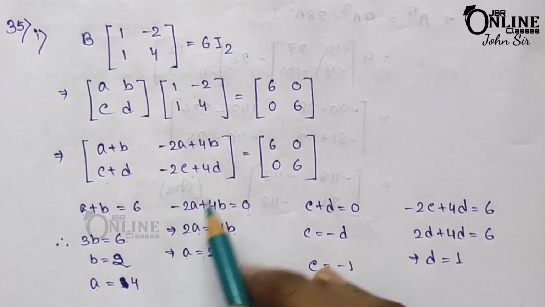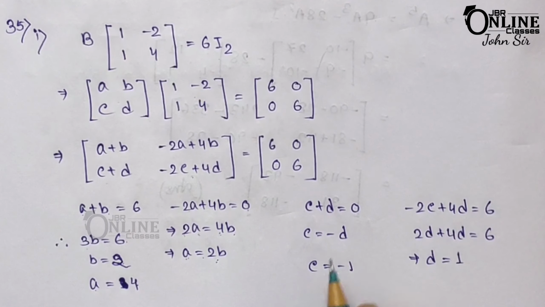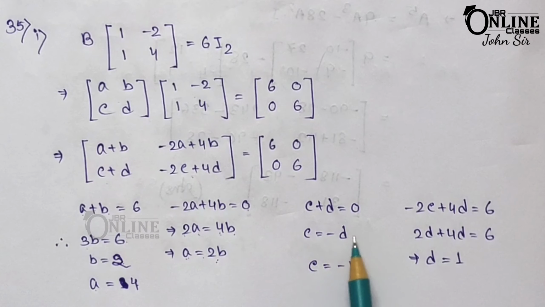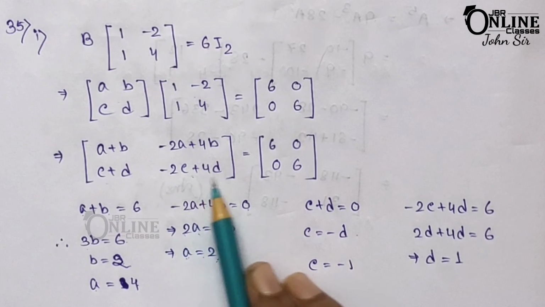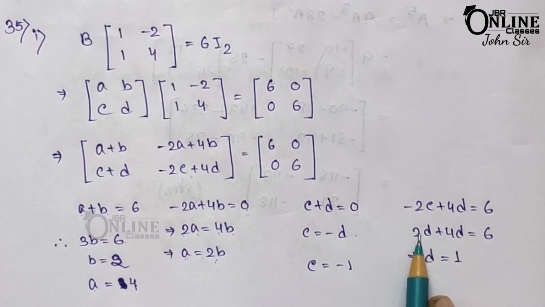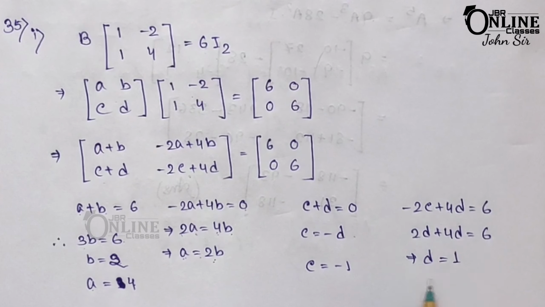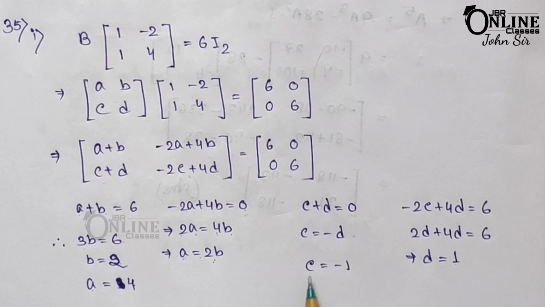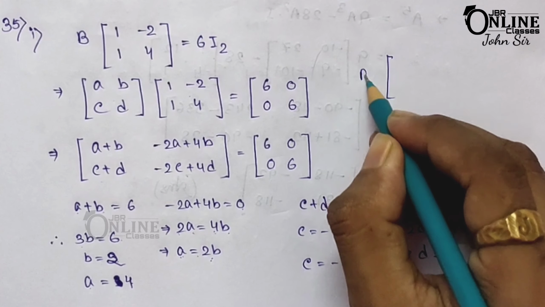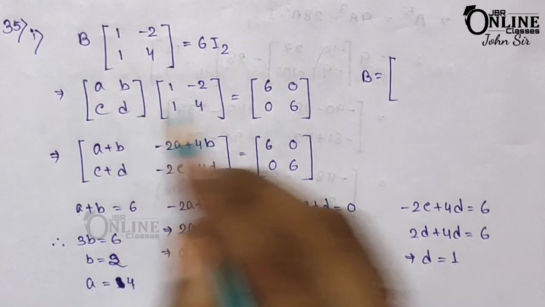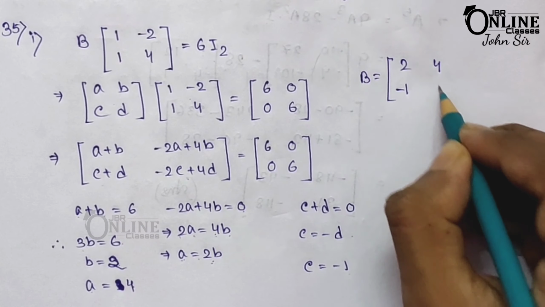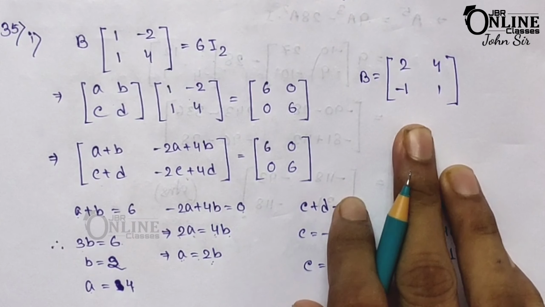Now next, you have to find out the value of C and D. As here C plus D equal to 0, then C equal to minus D, and minus C plus 4D equal to 6. As C equal to minus D, so 2D plus 4D equal to 6, then D equal to 1, then C equal to minus 1. So the matrix B will be 2, 4, then C equal to minus 1 and D equal to 1. So this is your answer.